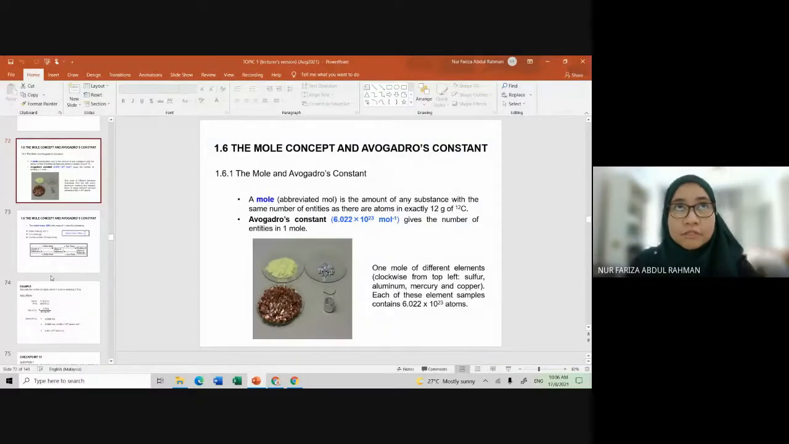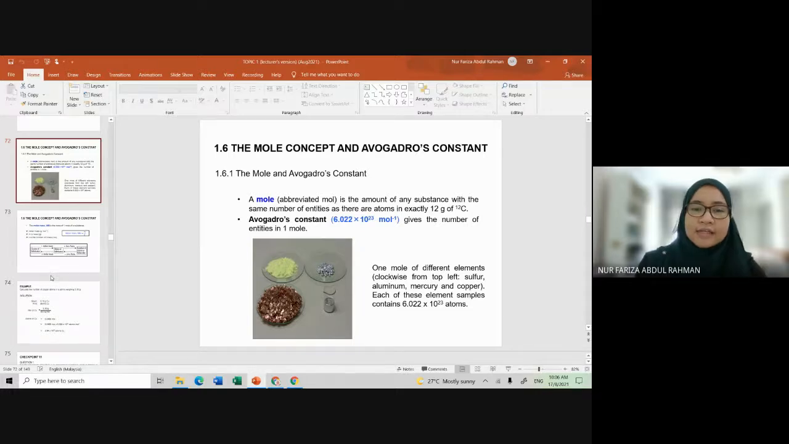In the previous lecture, which was yesterday's lecture, we learned until the subtopic of 1.6, the mole concept and Avogadro's constant. And so far, this is just to recap. We have learned that 1 mole of a substance is equal to Avogadro's constant, which equals 6.022 times 10 to the power of 23. That would be the first relationship that we have.